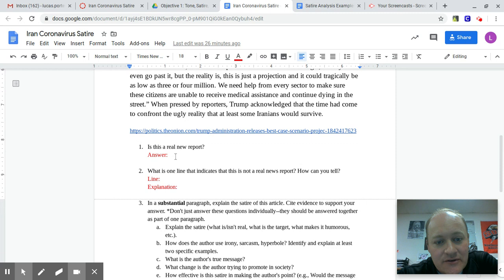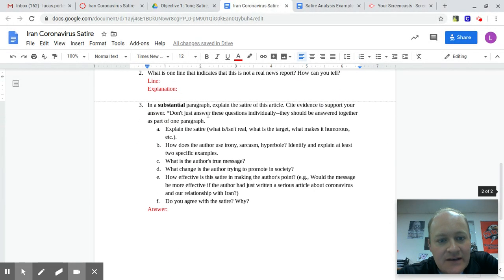Is this a real news report? Whoops, I better fix that, hadn't I? Is this a real news report? What is one line that indicates that this is not a real news report? How can you tell? That's what I'm seeing we're having problems with, so I want to see it. And then, in the substantial paragraph, explain the satire of this article. Cite evidence to support your answer. Don't just answer these questions individually.